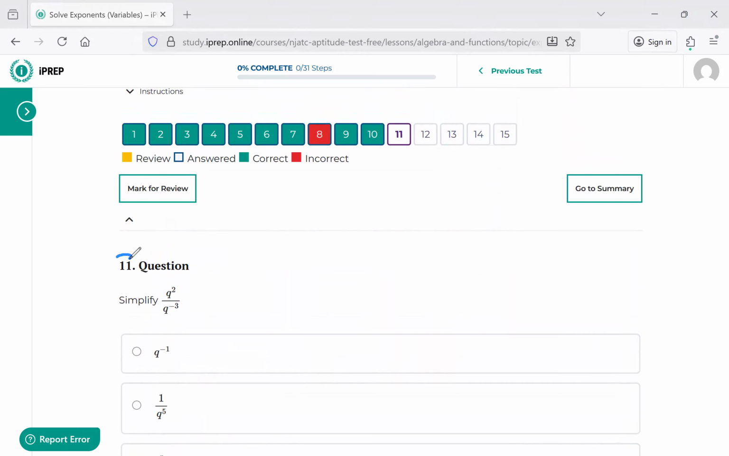Okay, let's do question 11. What is q squared divided by q to the negative 3? The good news is they're both in a base of q. So all you've got to do is subtract the exponents, right? So it's 2 minus negative 3, and we know that two negatives become a positive. So that's q to the 5. So the third one.